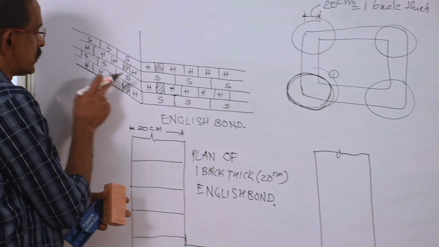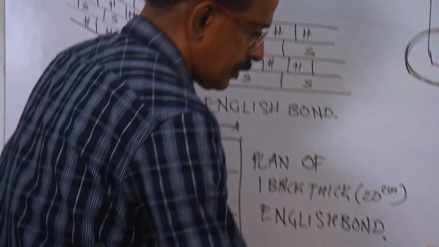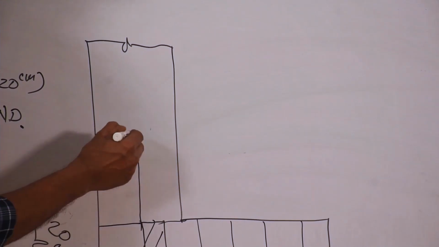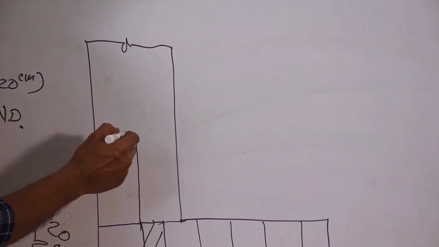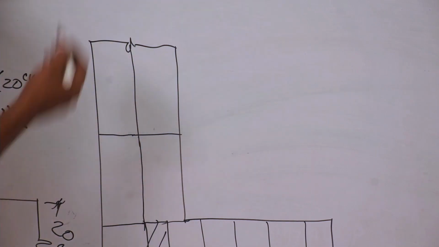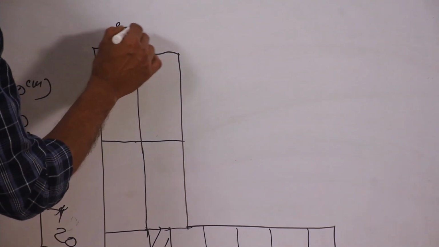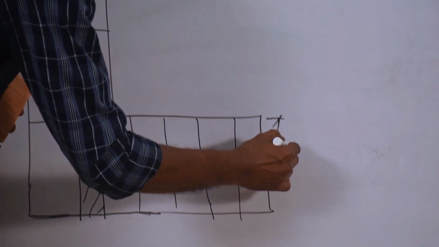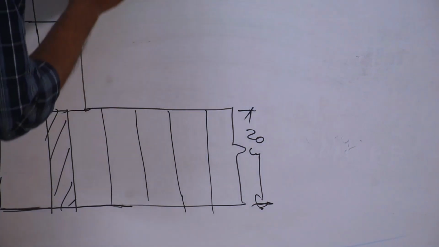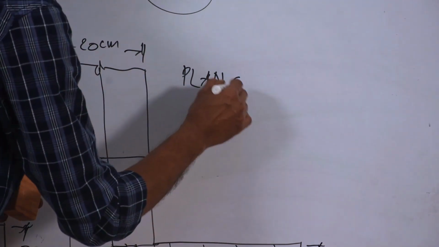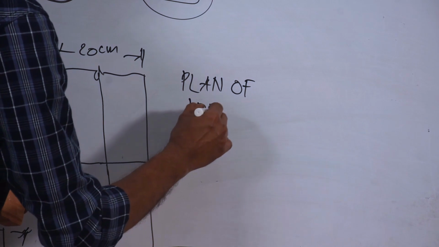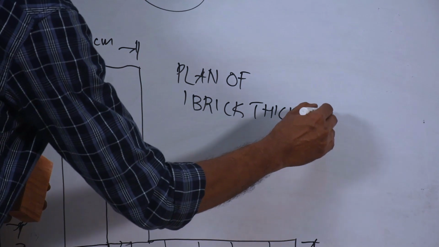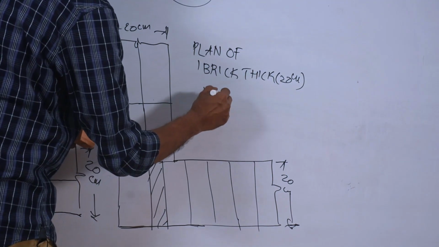Now if you move in this direction, side you can see the stretcher. That means bricks are arranged like this. So to make it 20, keep one more brick here. So this will continue. So this is the plan, top view of the second layer. So here also 20 centimeter. Then write the title. This is the plan of one brick thick, that is 20 centimeter, English bond.